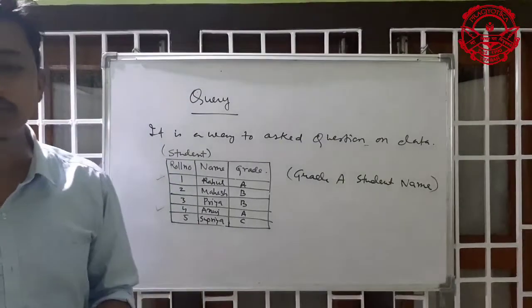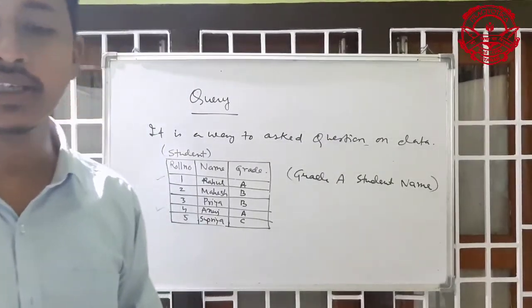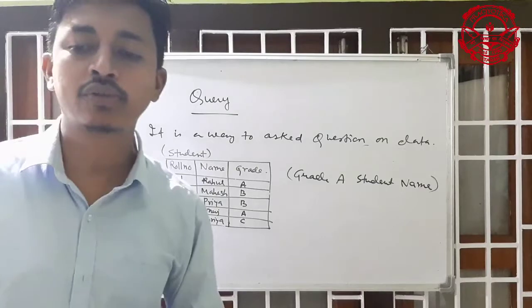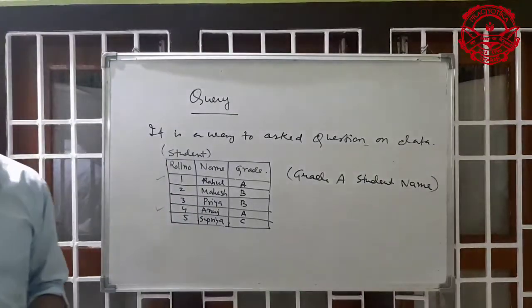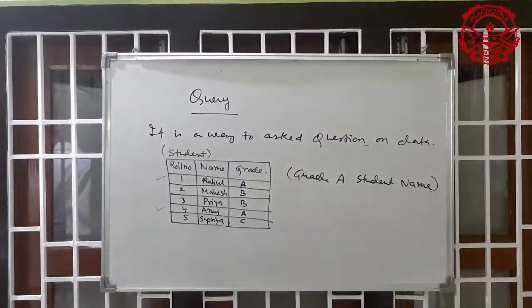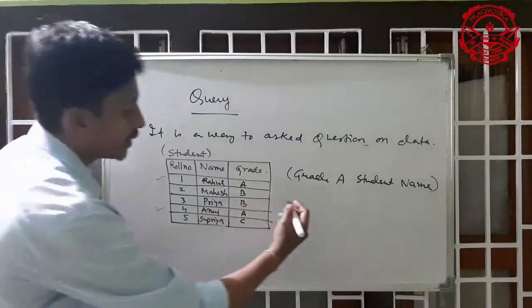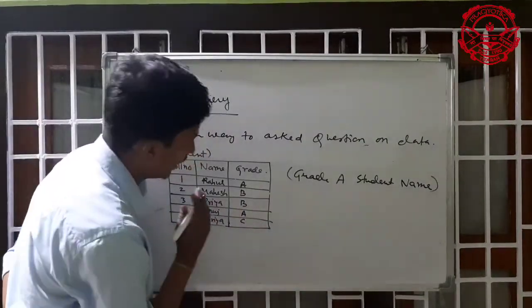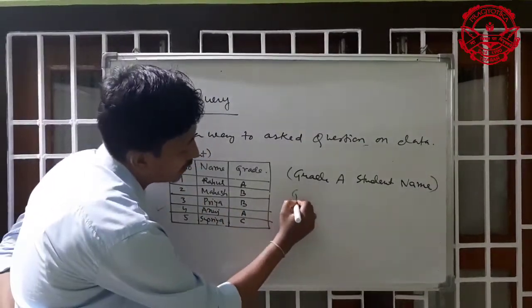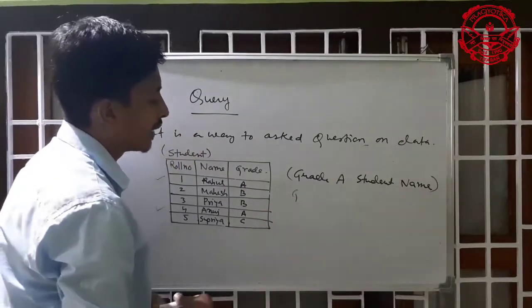Now see, the next example is very easy. Same thing: list of the employees who draw a salary of 15,000 or above. The condition here is what? In the earlier case, the condition is the grade should be A.